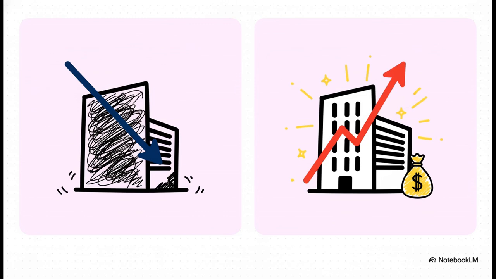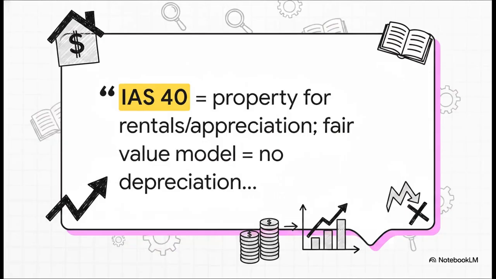And any gains or losses? They go straight to the profit and loss statement. Keep an eye out for this. It's a massive exam trap. So, if you're taking notes, here's your one-line takeaway. IAS 40 equals property for rentals or appreciation. The fair value model means no depreciation, with gains or losses going directly to the P&L. Lock that in. Let's move to our next standard and add another tool to the kit.